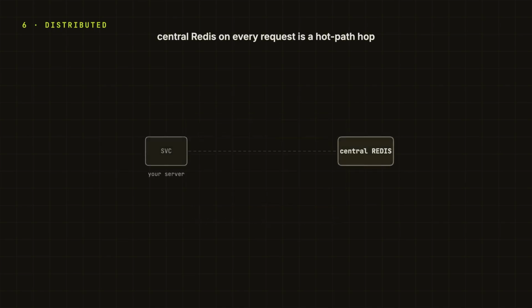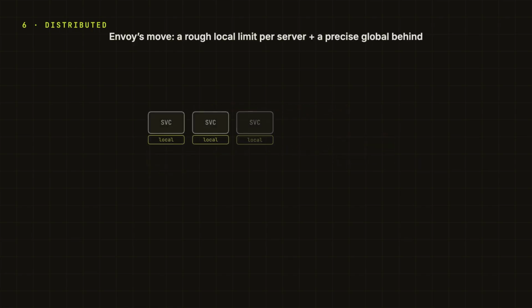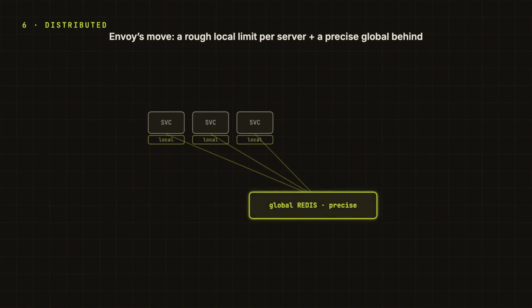One last real world thing: hitting a central Redis on every single request adds a network hop on your hot path for everyone. So a common move, which Envoy does, is two layers: a rough local limit on each server to swat the obvious floods cheaply, and the precise global one sitting behind it. You trade a little accuracy for a lot less load.